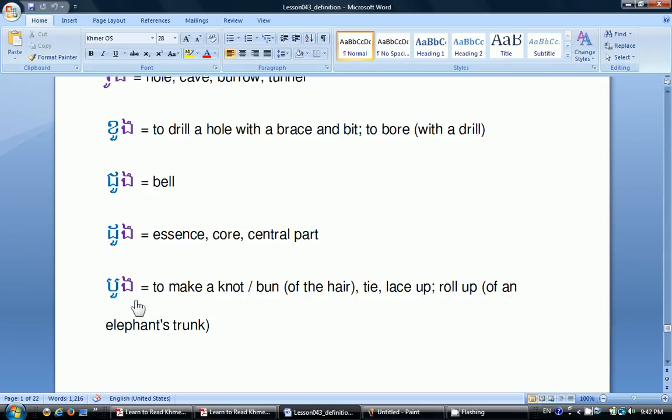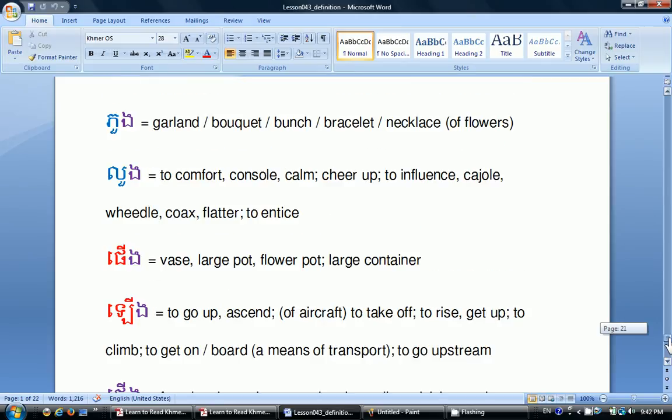Buang means to make a knot, bun of the hair, tie, lace up, roll up of an elephant's trunk. Puang means garland, bouquet, bunch, bracelet, necklace of flowers. Luang means to comfort, console, calm, cheer up, to influence, cajole, wheedle, coax, flatter, or to entice. Pang means vase, large pot, flower pot, or large container.